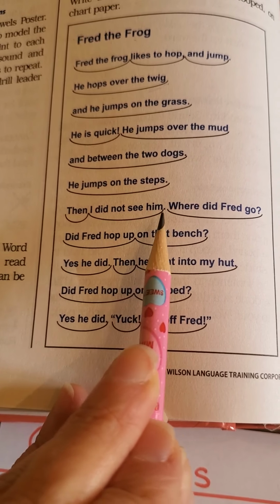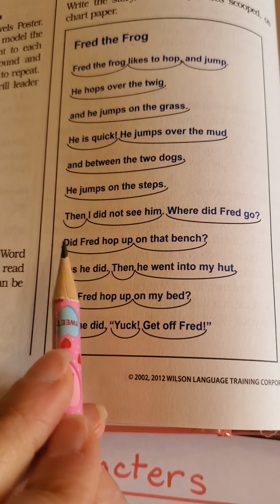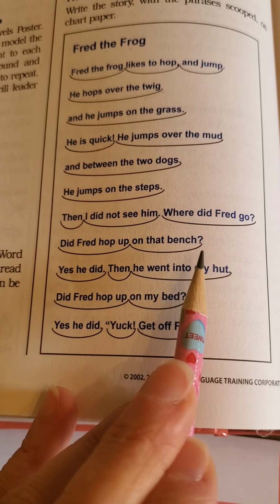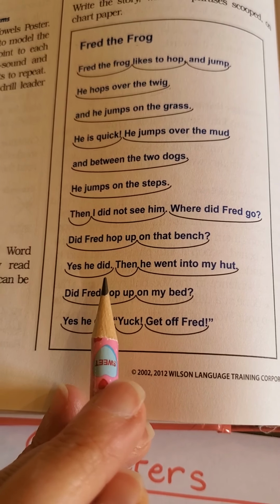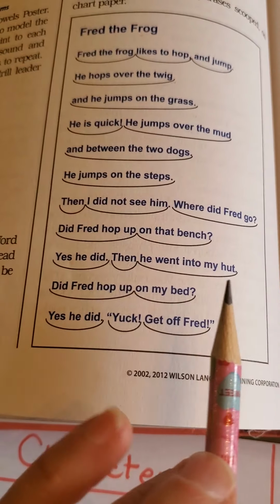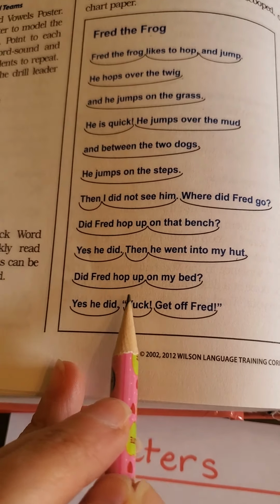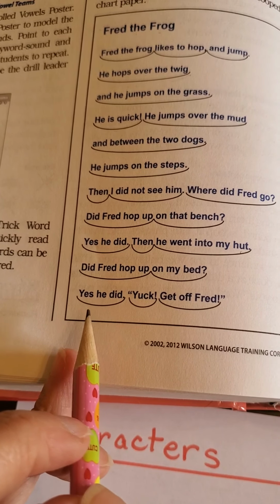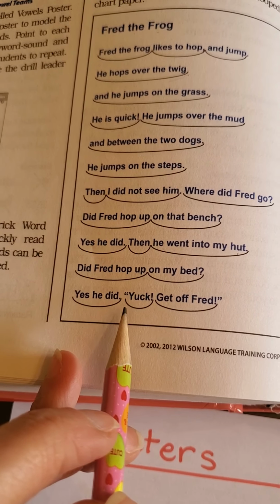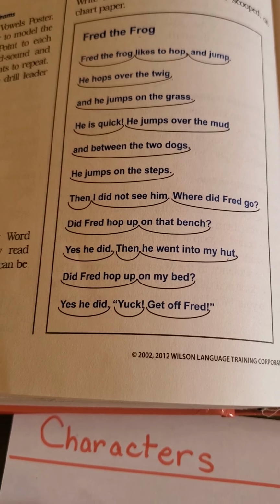Then I did not see him. Where did Fred go? Did Fred hop up on that bench? Yes, he did. Then he went into my hut. A hut is a small house. Did Fred hop up on my bed? Yes, he did. Yuck! Get off, Fred.